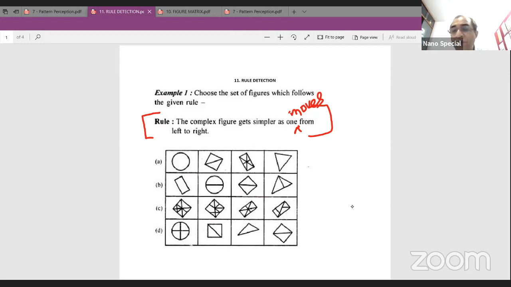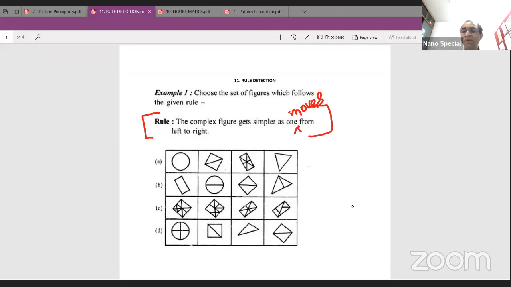Okay, so already people have answered. Shreya, I've already answered this question. Are you answering this question or are you answering the previous question? Okay, this is called rule detection. Yeah, Ruchita, good.